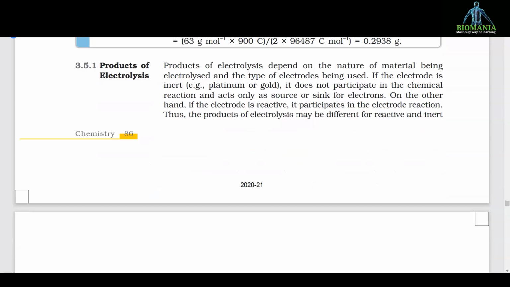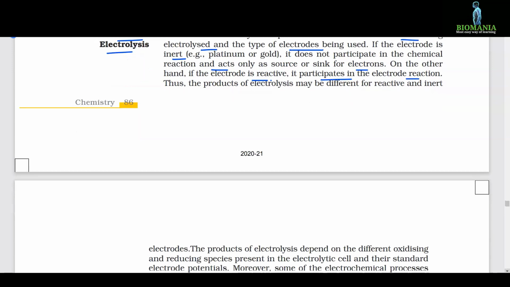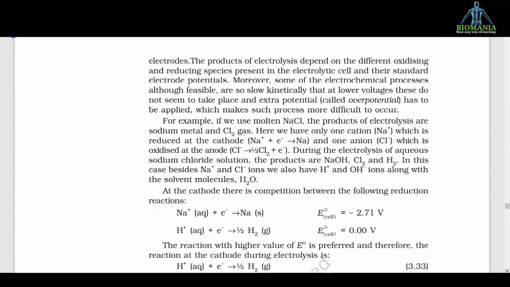Now 3.5.1, products of electrolysis. Products of electrolysis depend on the nature of the material being electrolyzed and the type of electrodes being used. If the electrode is inert, that is platinum or gold, it does not participate in the chemical reaction and acts only as a source or sink for electrons. On the other hand, if the electrode is reactive, it participates in the electrode reaction, and thus the products of electrolysis may be different for reactive and inert electrodes.